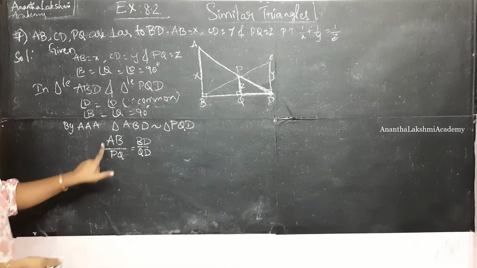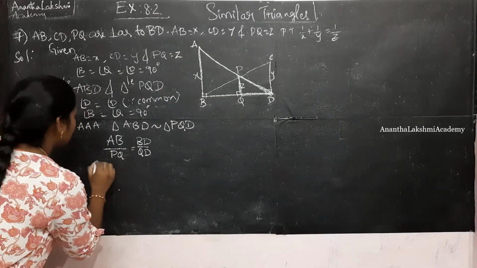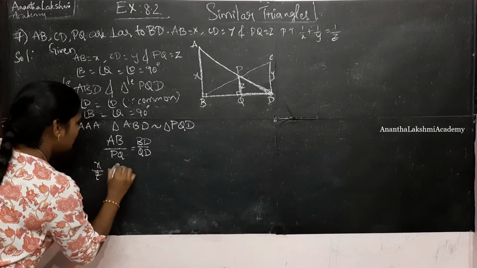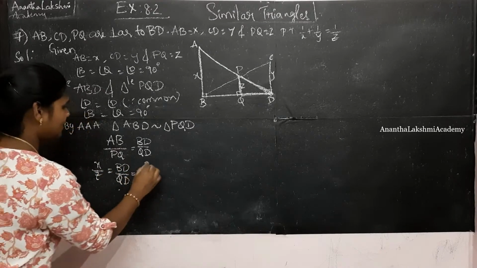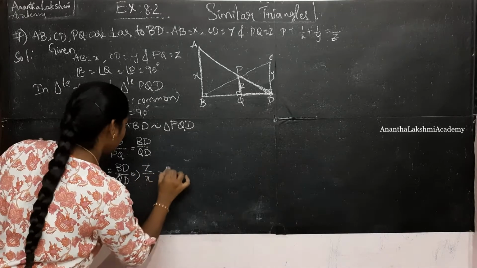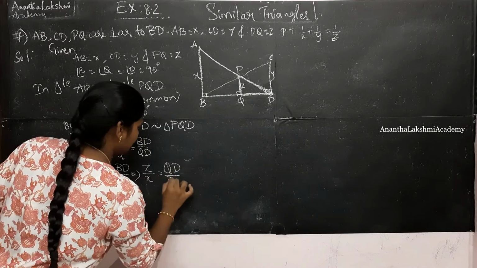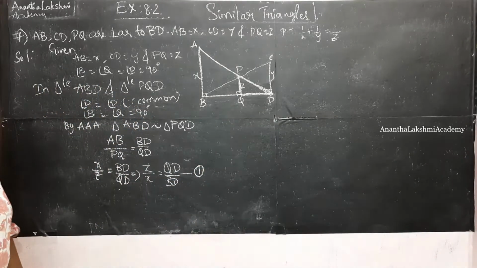Alright. So, AB is nothing but X. PQ is nothing but Z. X by Z is equal to BD by QD. If I am going to reciprocate this equation, I just want the Z to be in numerator. Z by X is equal to QD by BD. Let us consider this as equation number 1.